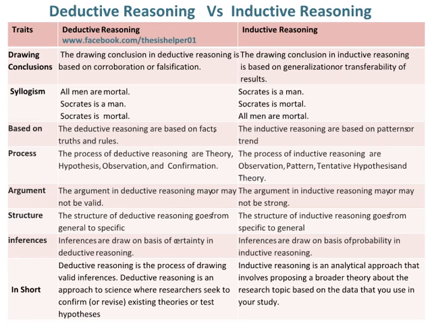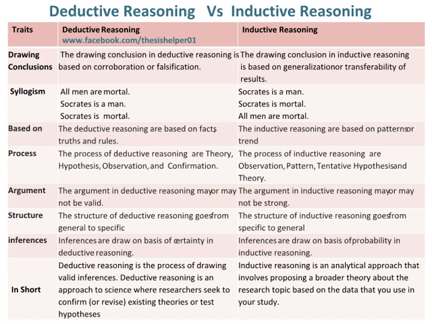The process of deductive reasoning is theory, hypothesis, observation, and confirmation. Whereas the process of inductive reasoning is observation, pattern, tentative hypothesis and theory. The argument in deductive reasoning may or may not be valid, whereas the argument in inductive reasoning may or may not be strong.